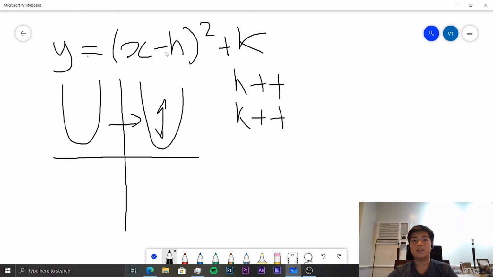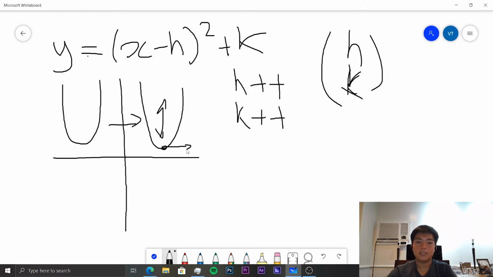So if h is greater than 0, then the graph is translated to the right. If h is less than 0, the graph is translated to the left. The same for k: if k is greater than 0, the graph is translated up, and if k is less than 0, the graph is translated down. We often express these horizontal and vertical translations with a column vector (h, k). This represents a shift of h units right and k units up, of course with negative values being left and down.